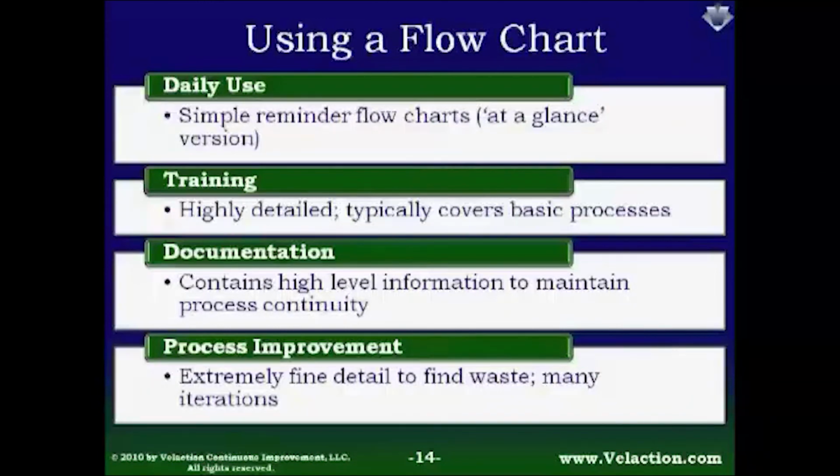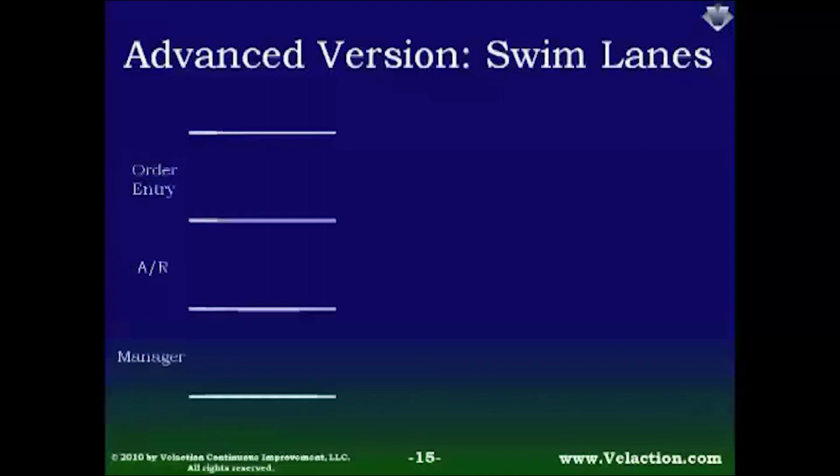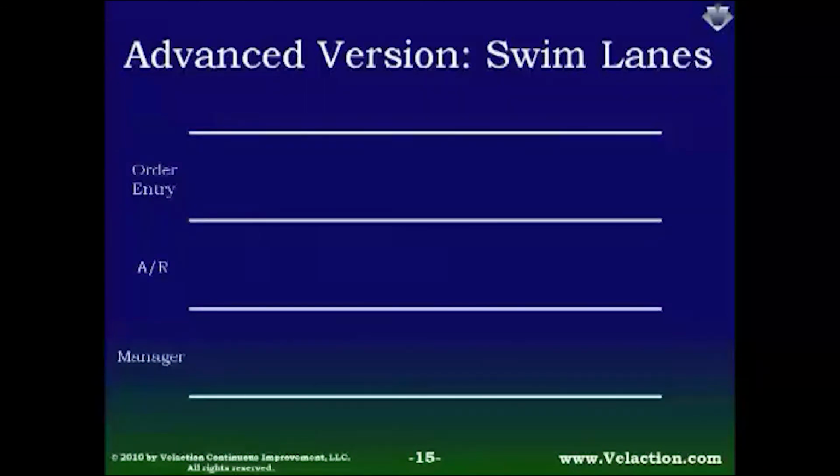and then eventually that high-level detail will be distilled down to create documentation going forward. There's also an advanced version of a flowchart, and it's called swim lanes. Not surprisingly, it has several different basic categories, where time goes across on the right. So as you go to the right, you're going deeper into the process. Look at something here where you might have an order come in to the order entry team, and they're obviously going to work with some other people.